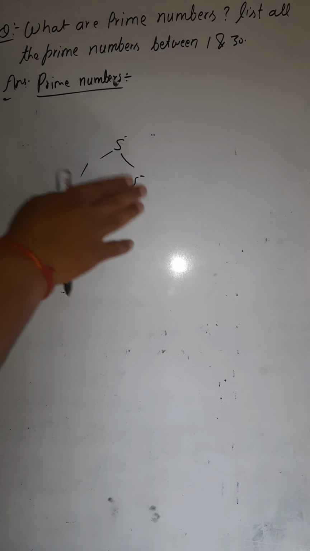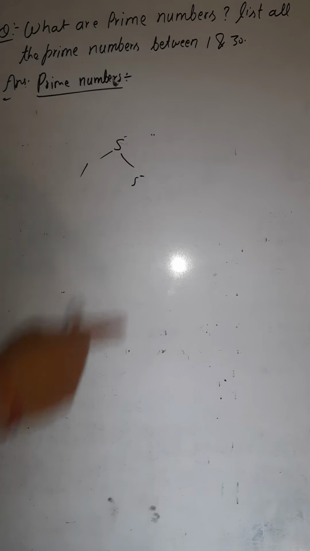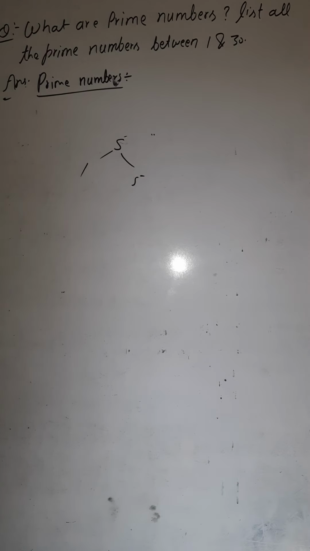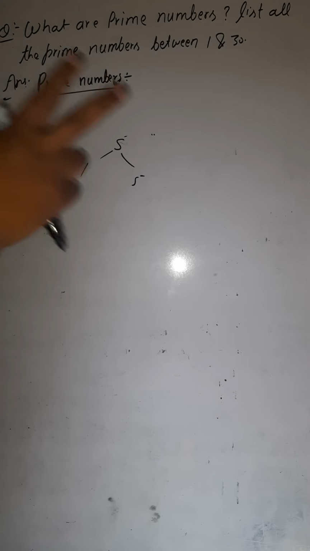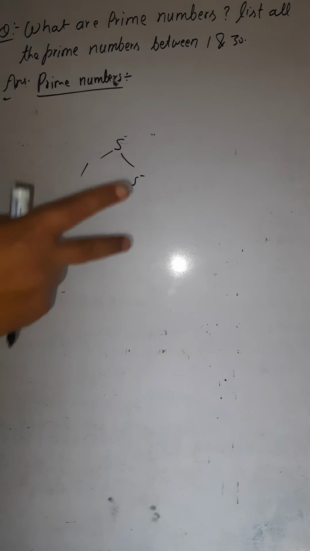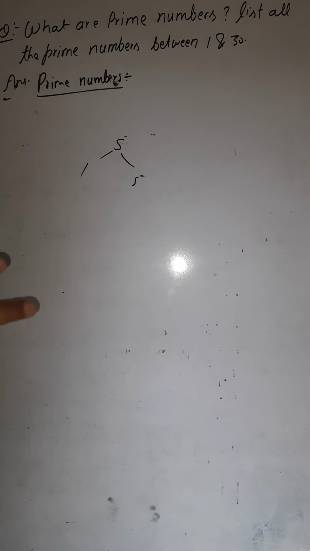Now you have to write the prime numbers between 1 and 30. Tell me what the smallest prime number could be. Can it be 1? No, it cannot be 1. 1 is not a prime number. 1 has only one factor. We need a number with only two factors, not less than that, not more than that.